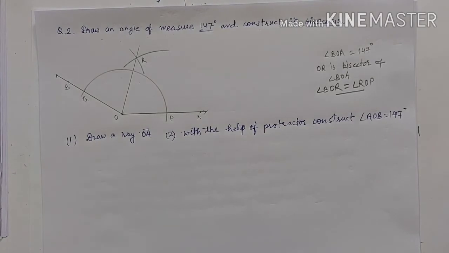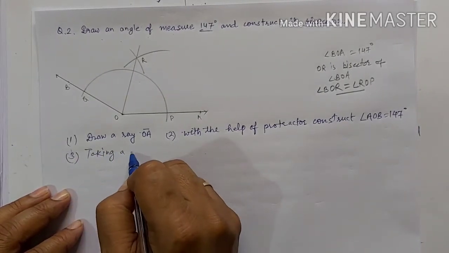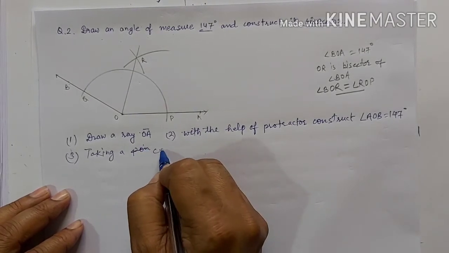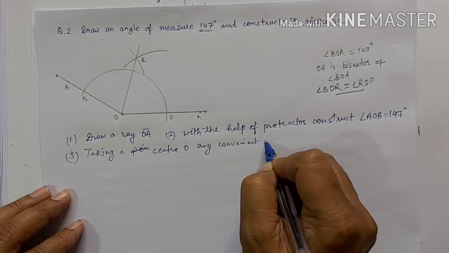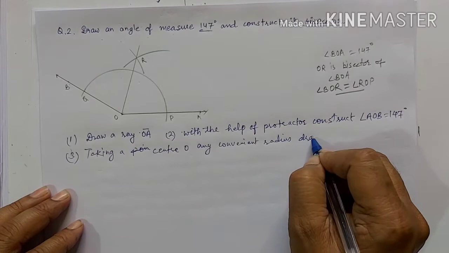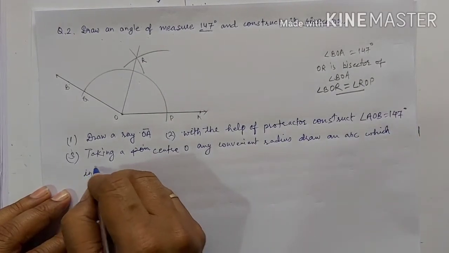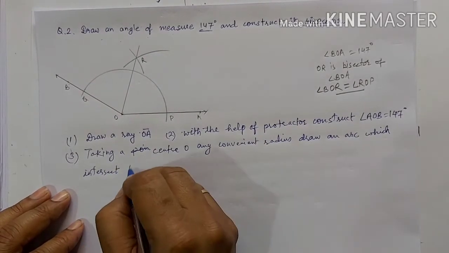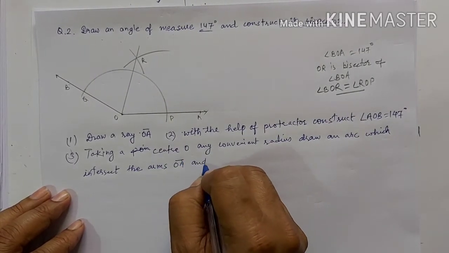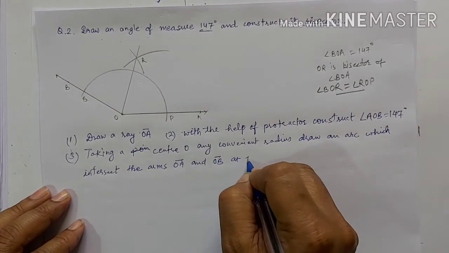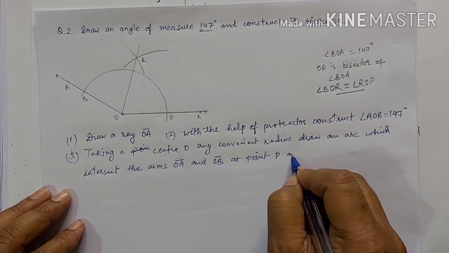AOB. Okay, now third: taking point O as center, with any convenient radius, draw an arc which intersects the arms OA and OB at the points P and Q.